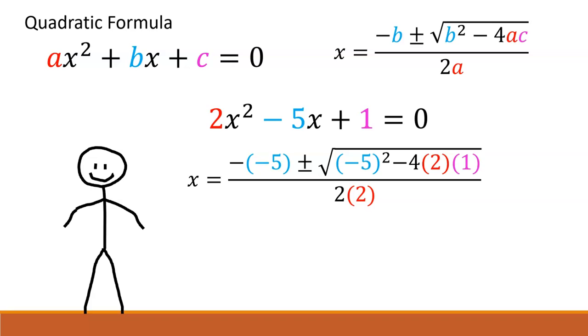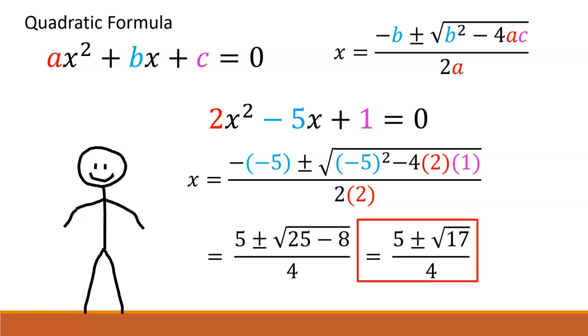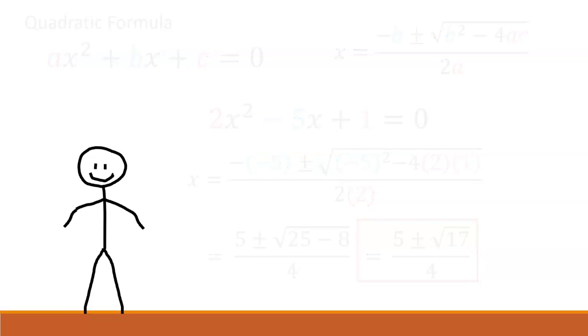Now we just have to be careful about a few signs, and we have to remember that we're using order of operations to simplify. So negative 5 is positive 5, and under the radical, negative 5 squared is negative 5 times negative 5, or positive 25. If we simplify what's under the radical, 25 minus 8 is 17, and we've got our two irrational solutions to the quadratic equation. Let's look at another example.